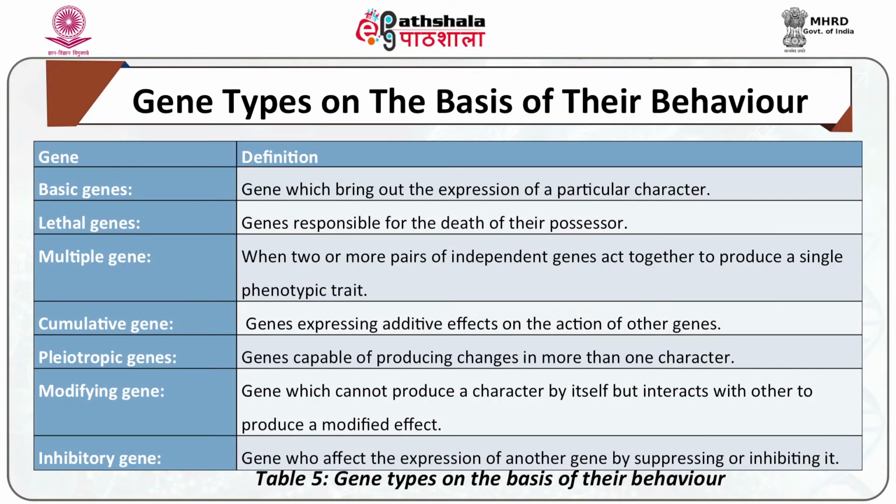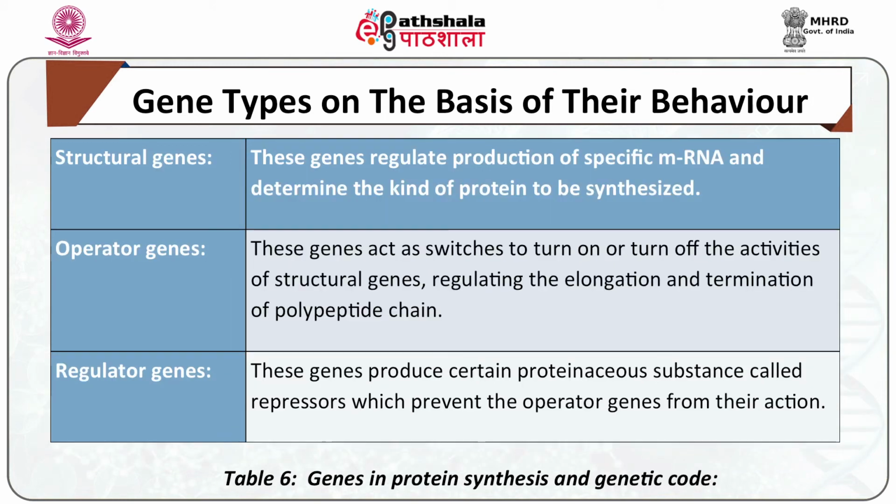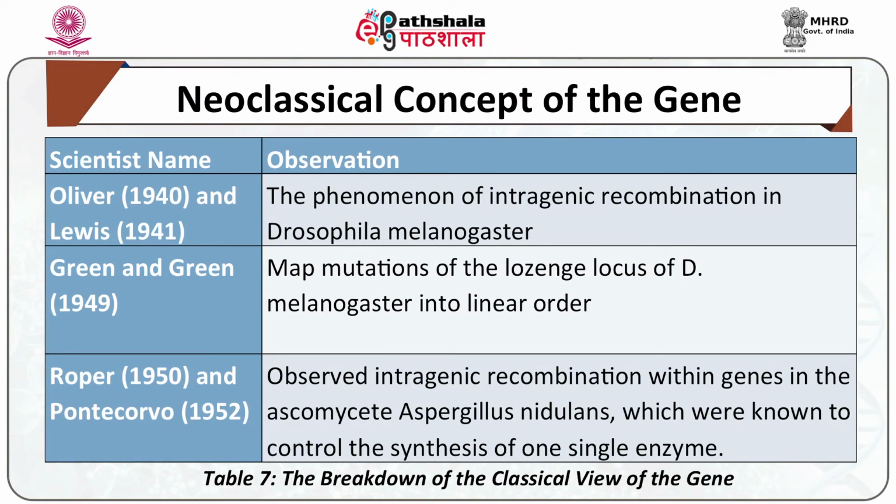Now let us see the gene types on the basis of their behavior. A variety of gene types have been proposed while studying the behavior of genes and interaction among them, such as lethal gene, pleiotropic gene, inhibitory genes, etc. Details are illustrated in table 5. And again, table 6 gives the genes in protein synthesis, such as the structural genes, operator genes, and regulator genes. The neoclassical concept of genes.